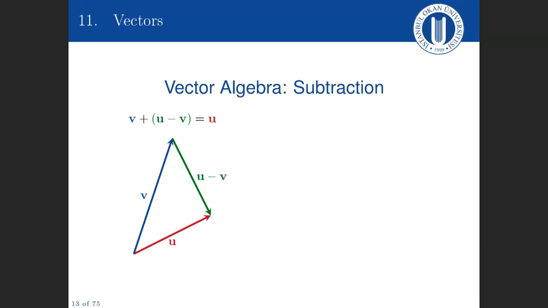Let's talk about subtraction between two vectors. First idea: draw u and v so that they have the same initial point and then complete the triangle, u minus v. Using our idea from before about drawing vectors nose to tail, we can see from this picture that we have v plus (u minus v) is equal to u.